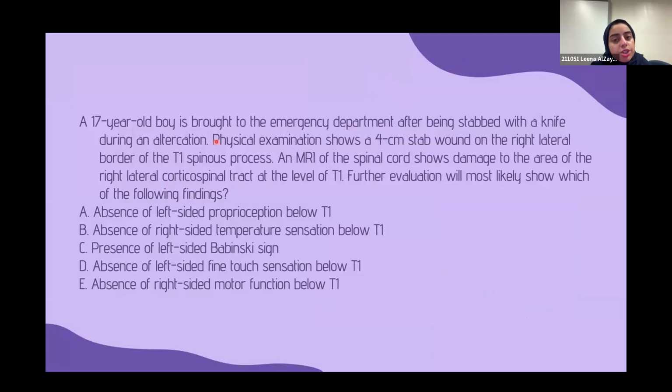A 17-year-old boy is brought to the emergency department after being stabbed with a knife during an altercation. Physical examination shows a 4-centimeter stab wound on the right lateral border of the T1 spinous process. An MRI of the cord shows damage to the area of the right lateral corticospinal tract at the level of T1. So you have right lateral corticospinal, so this is the motor tract, at the level of T1. Further evaluation will most likely show which of the following? So corticospinal, guys, I want you to remind me, first of all, what is its function, and where does it decussate?